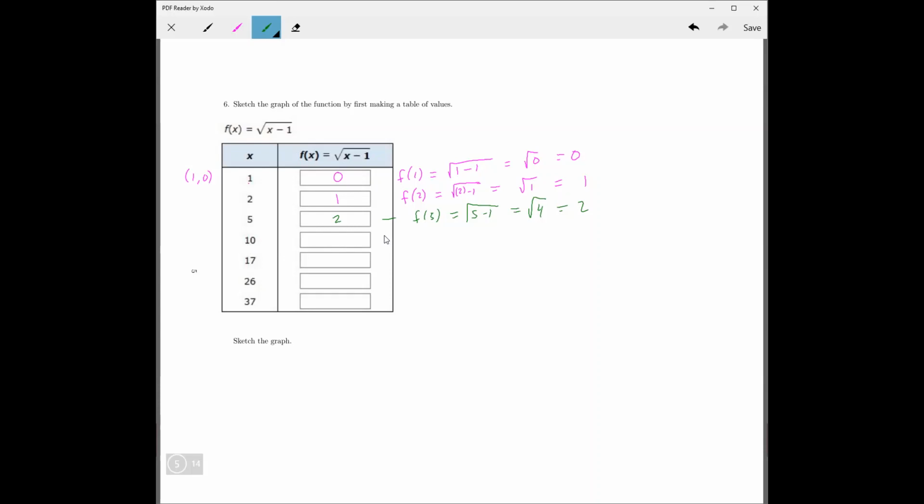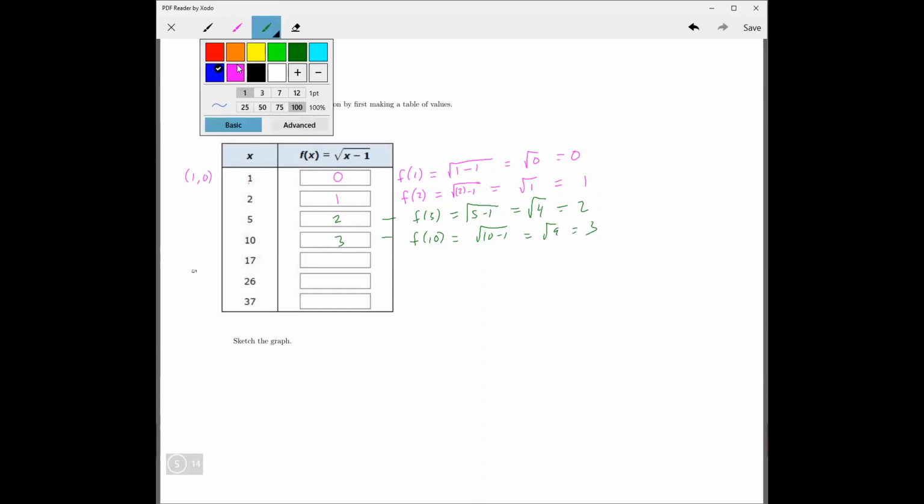And here you get a 10. F of 10 is the square root of 10 minus 1, which is the square root of 9, which is 3. Okay, so anybody notice that? So notice that these numbers don't go, usually you would expect to see 1, 2, 3 as the next one, but they jump to 5 and then they jump to 10 and so on. And you probably can guess why they do that.